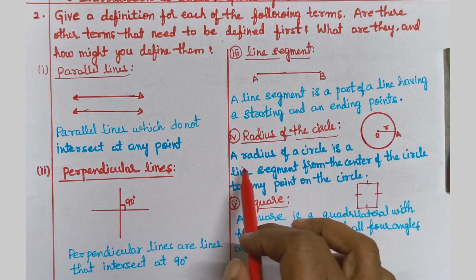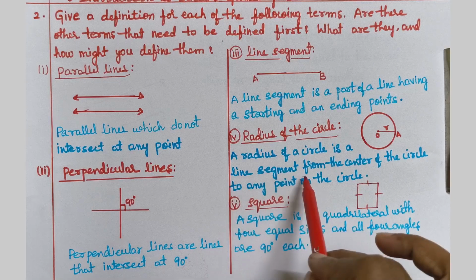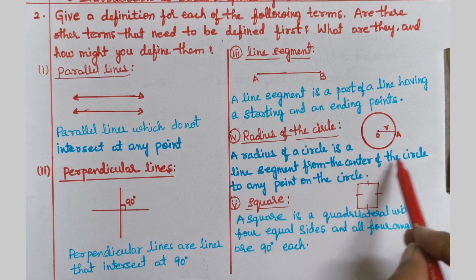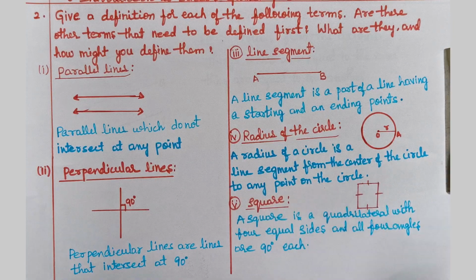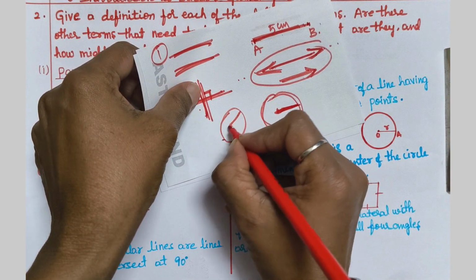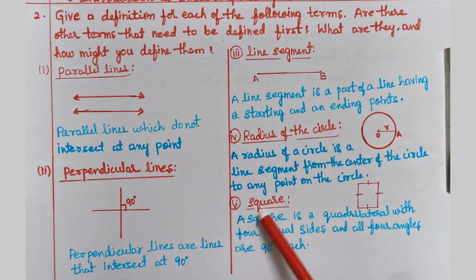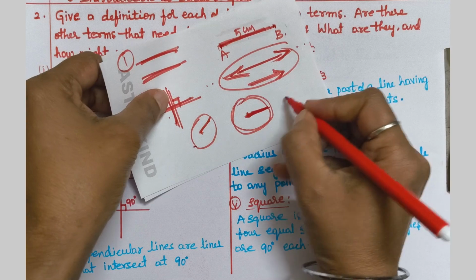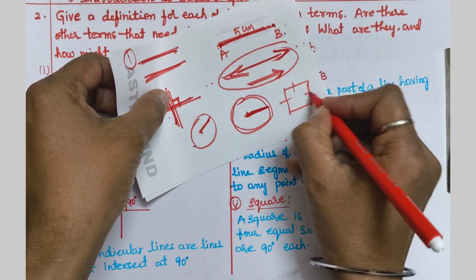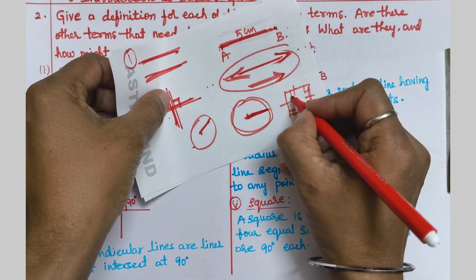So now you can write the definition. A radius of a circle is a line segment from the center of the circle to any point on the circle. See here, joining the center of the circle to any point on the circle is a radius. Next, square. Square means what? See here, this is the square. What is the definition of a square? All sides are equal and each angle is 90 degrees, then it is a square.